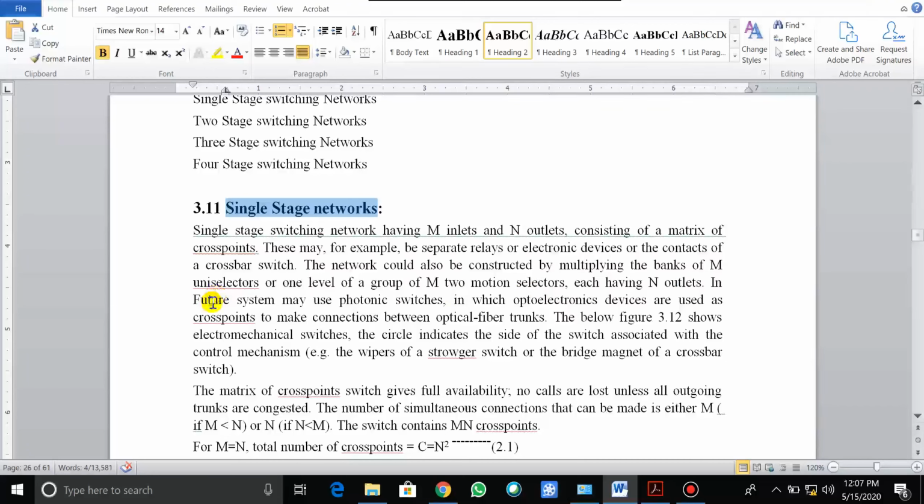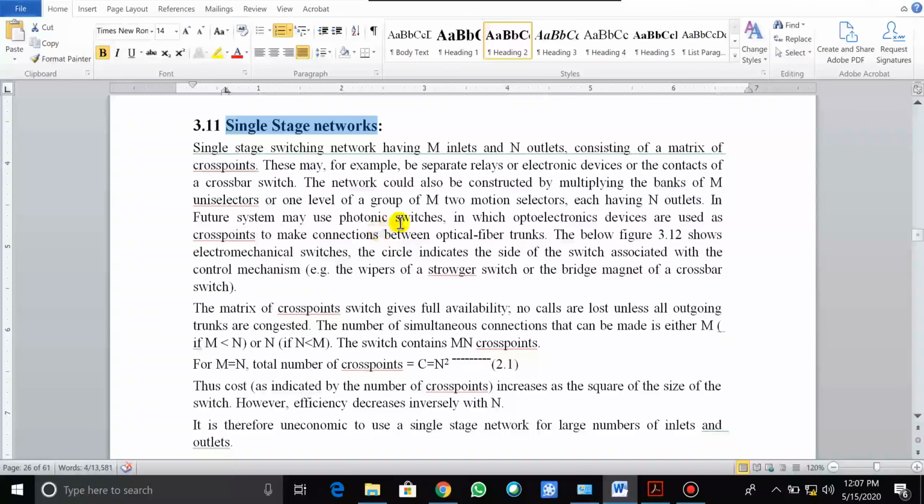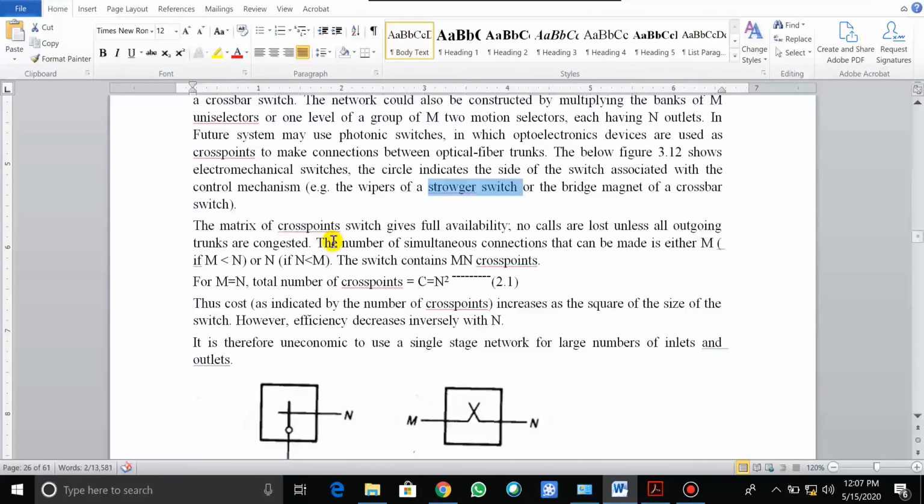Okay, and further, the system may use photonic switches in which photoelectronic devices are used for cross points to make the connections between the optical fiber trunks. So we have electromechanical switches, and the circle indicates the side of a switch which is associated with the control mechanisms. For example, we have a Strowger switch, what we discussed in module number 2. So the matrix of the crossbar points gives full availability. So no calls will be lost unless all calls going to trunk are in congestion.